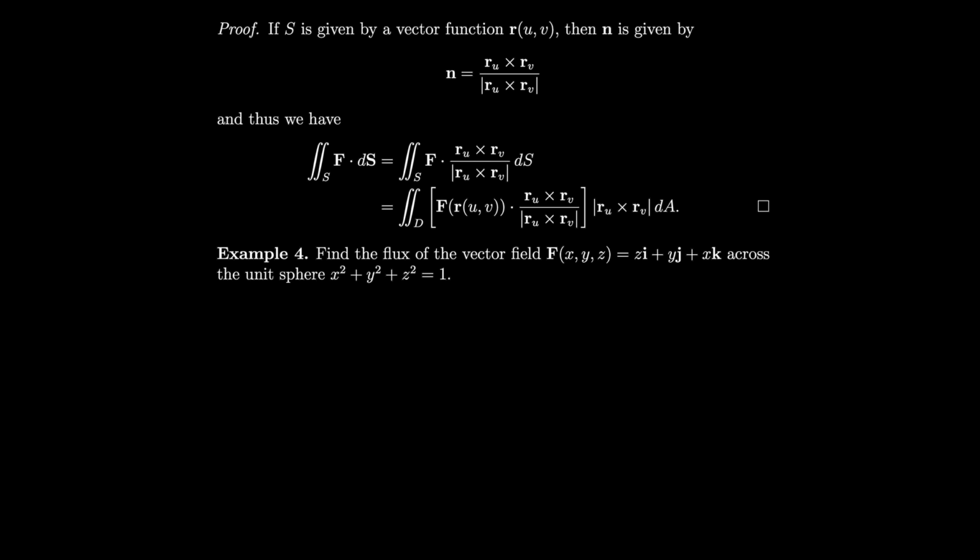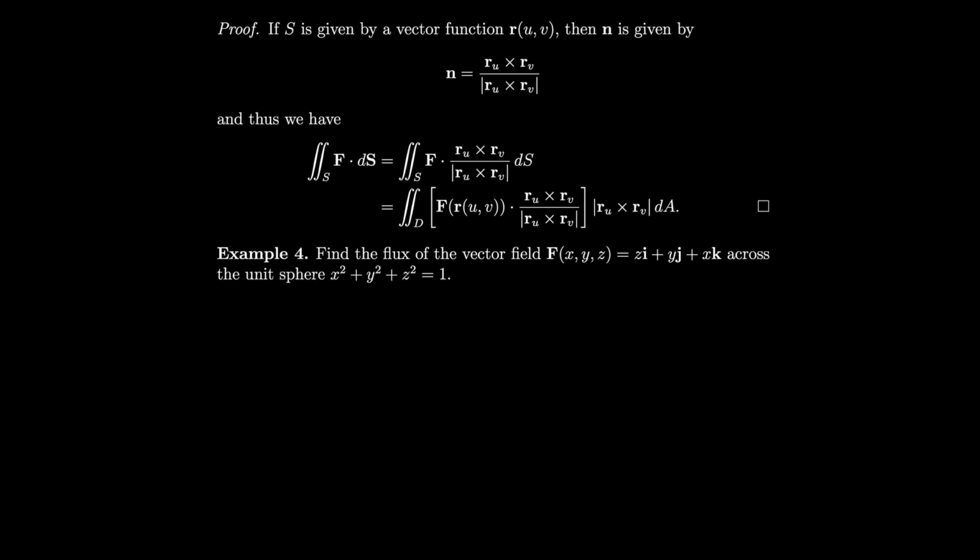We'll find the flux of the vector field F of x, y, z equals z i plus y j plus x k across the unit sphere. So just be a little bit careful. Remember that this S over here, this dS, is the vector S, and this one over here is the regular surface one. So be careful in notation to make sure that we're computing the correct integral.